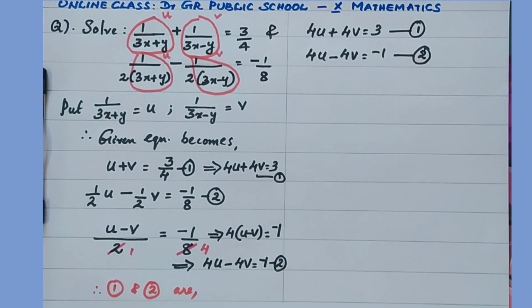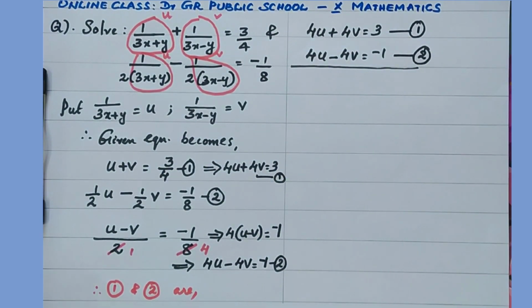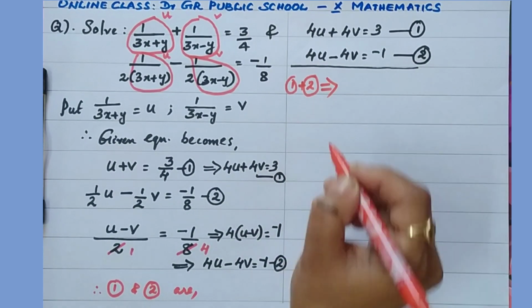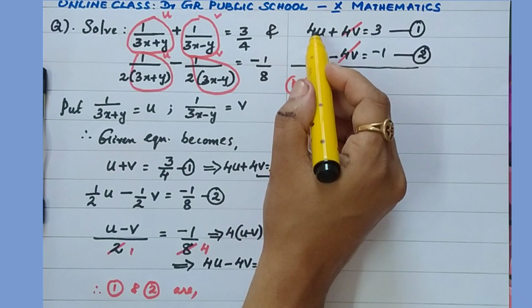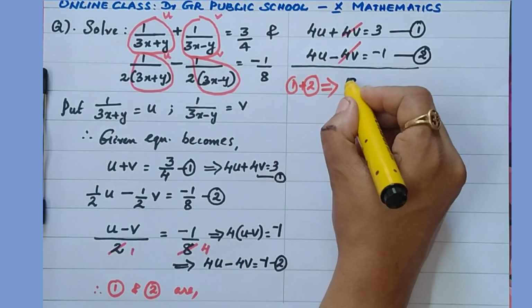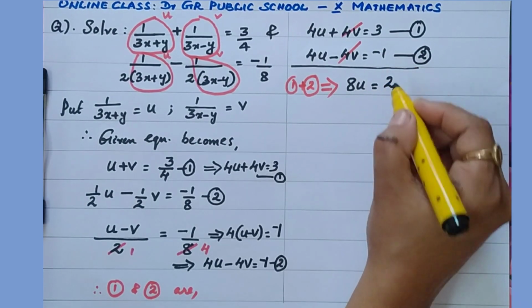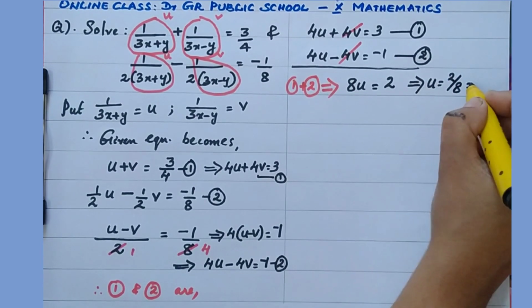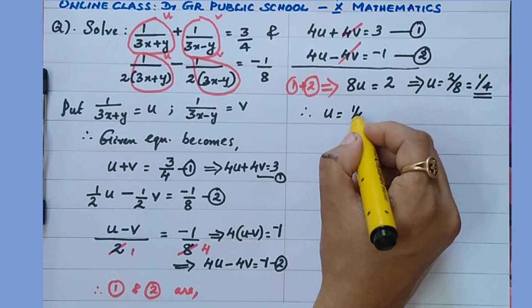Using any method, you need to solve these two equations. Look at this one, a simple method to find the solution. I am going to add equations 1 and 2. Equation 1 plus 2 gives, when adding, remember plus 4v minus 4v get cancelled. Here the first term 4u plus 4v becomes 8u, and when adding the right side, 3 minus 1, you get 2, which implies u equals 2 by 8, which is 1 by 4. Therefore, you got the value of u as u equals 1 by 4.